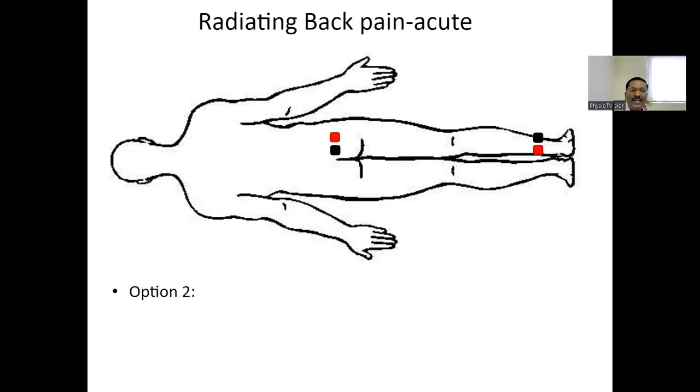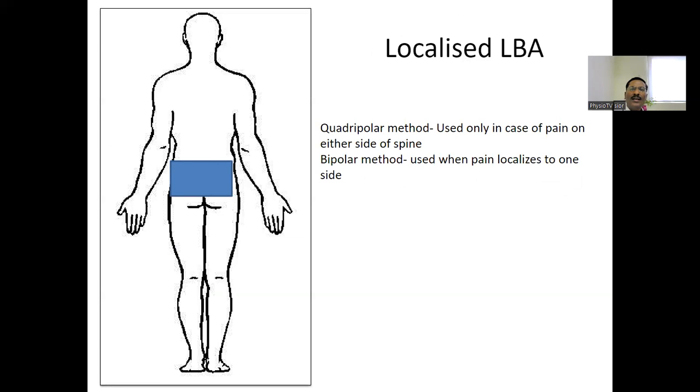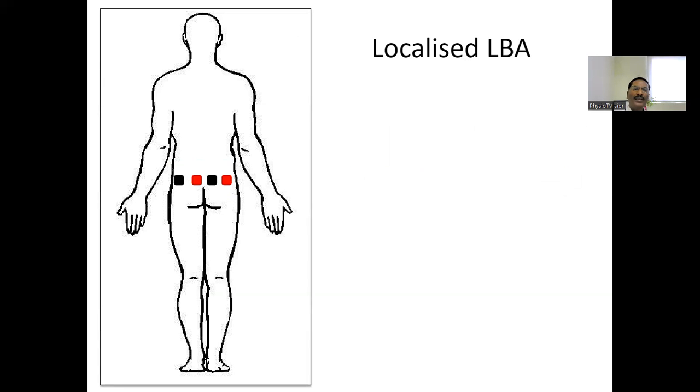Then the other placement is with 4 electrodes. We use 4 electrodes in such a way that they cross each other in between. This is another placement, very less used, but it will be effective. Then for a localized low back pain, you can use a linear method where you place the electrodes alternately.